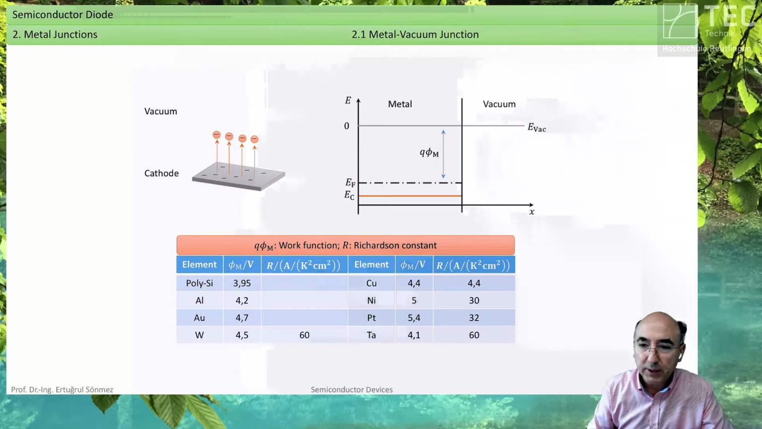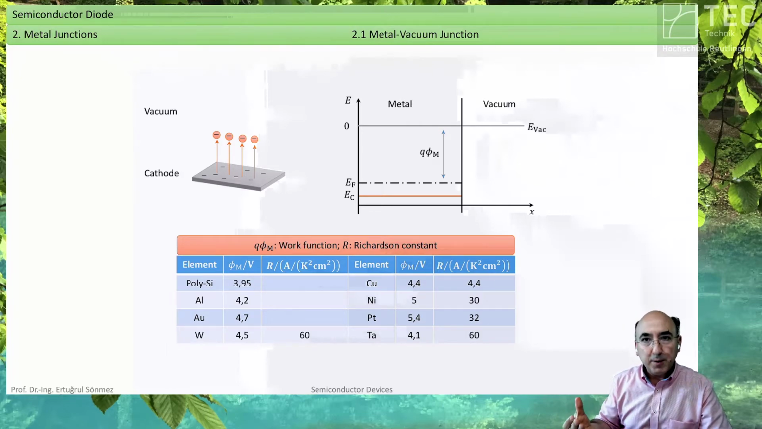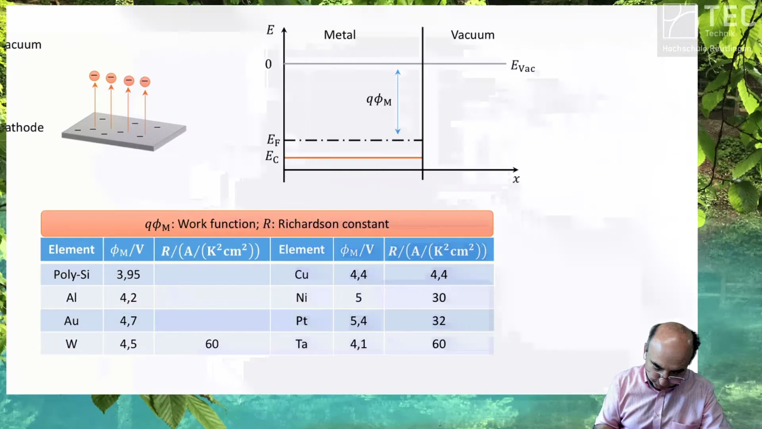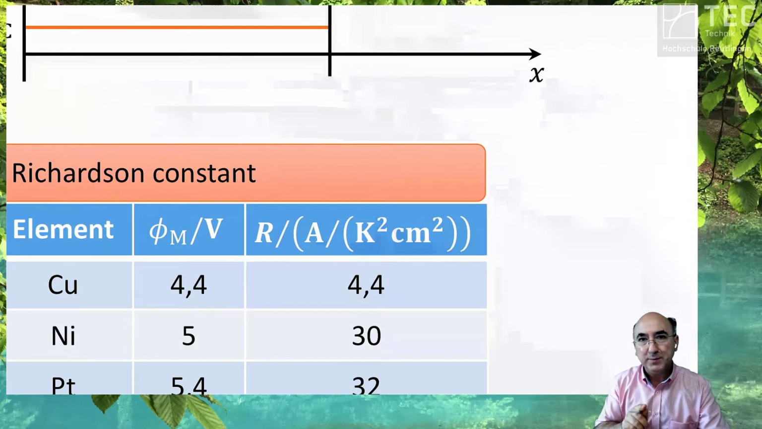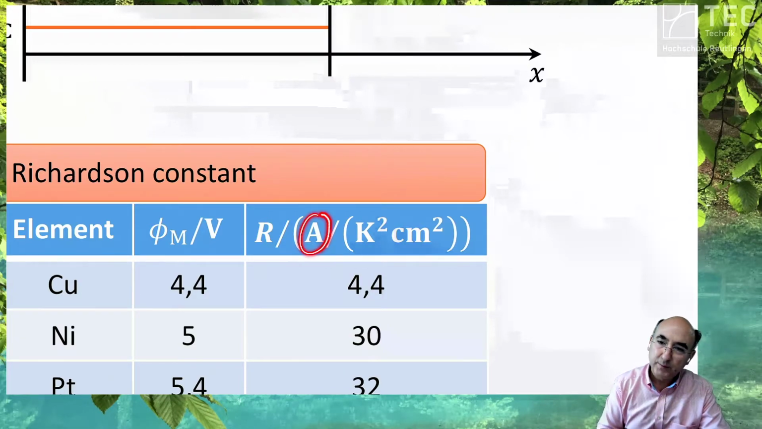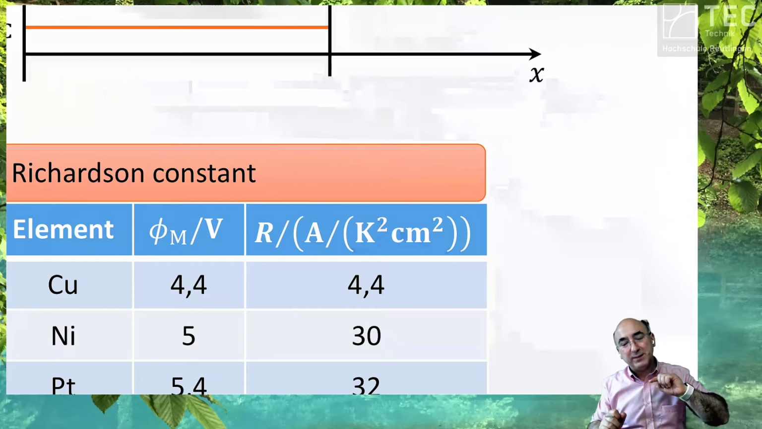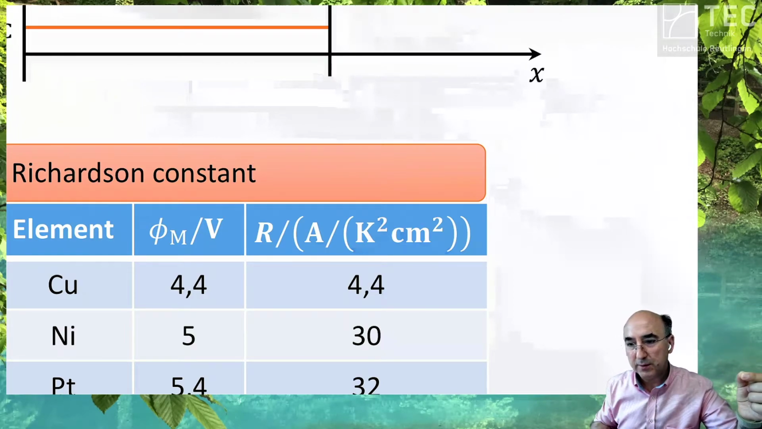What is called the vacuum level? It's the level to free up an electron into the space. Okay, now we have some work functions. And the Richardson constant combines the current with the temperature and the area. It's like the Boltzmann constant, which combines the energy to the temperature.